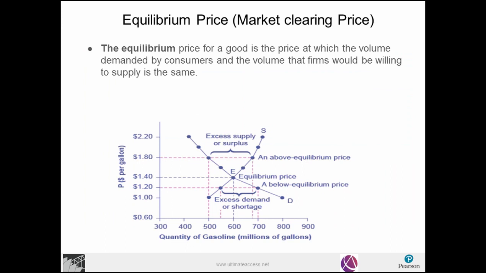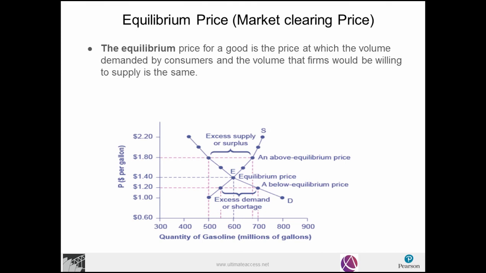Now, the equilibrium price is where demand is equal to supply. If you look at my diagram there, you realize that $1.4 is the price at which the customer is willing to buy it, but at the same time, it's also the price at which the supplier is willing to supply it. So at $1.4, we have no surplus or shortage in the market.